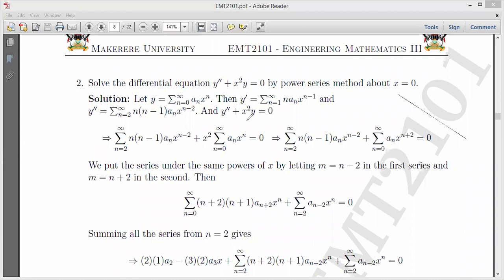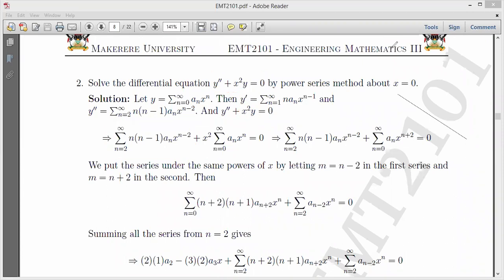So once we have this, we substitute. Actually, we only substitute the second derivative into our second order differential equation. So y prime prime takes on this expression. But remember, you also have x squared y, which is this one here.